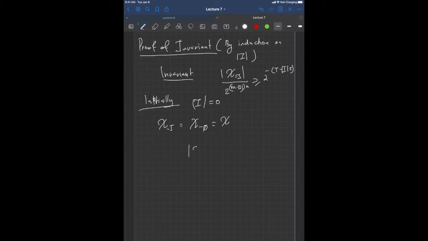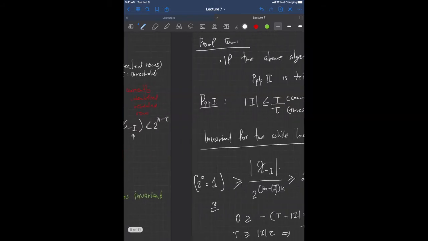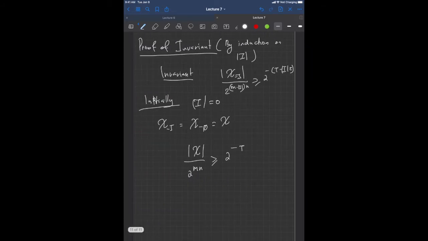This is saying that the cardinality of x divided by 2 to the mn, because cardinality of I is 0, is at least 2 to the minus t. And this I tau is 0 no matter what tau is, right? And this is something we had made as an assumption in the statement of the theorem. So this is just by assumption in the statement of the theorem.